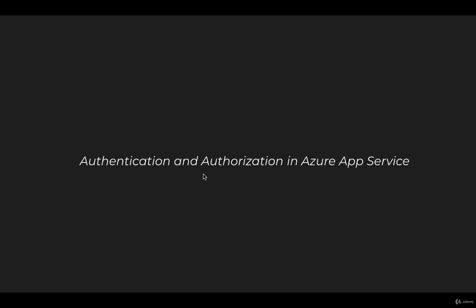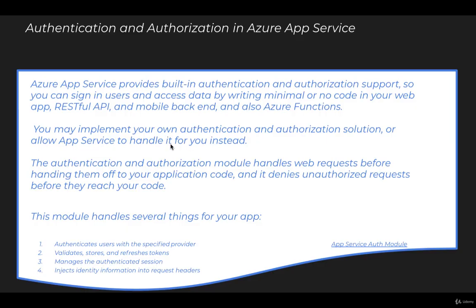Hello friends, welcome to this lecture on authentication and authorization in Azure App Service. Before digging into this concept, we need to have a few basic checks. You may note it down. The first one is to always disable anonymous access to your web applications unless there is a specific need to support anonymous access requests. If it is not required, disable that.